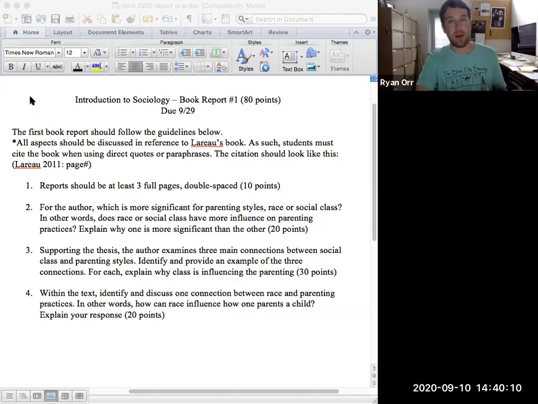So if you look at the table of contents, she says, part 2 of the book is daily life organization, part 3, language use, and part 4, families and institutions. Those are the 3 connections that I'm asking you to discuss in part 3 of the paper. So basically, you identify those 3 connections, you come up with examples to illustrate what's going on in terms of class shaping one parenting way or another. And then I ask you to explain why class is doing this.